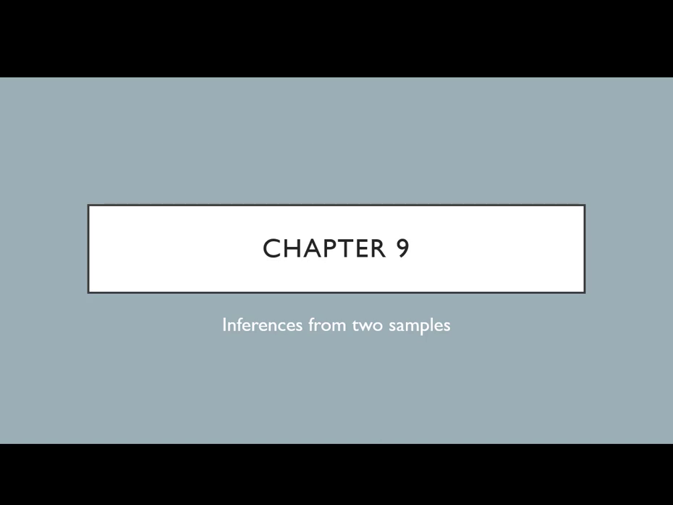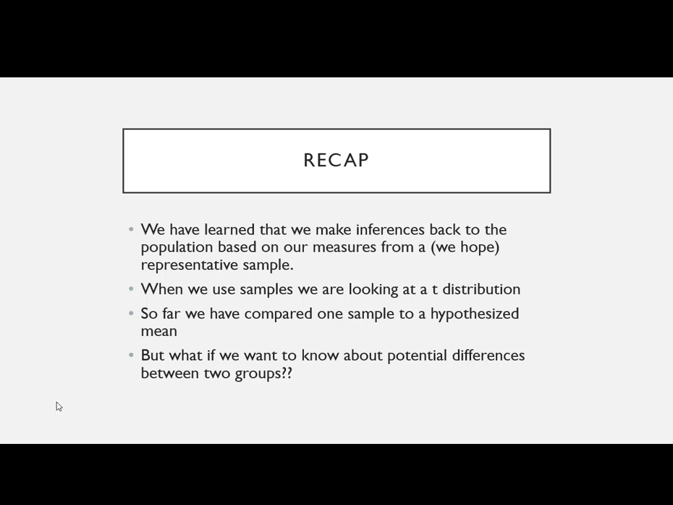All right, so now we're going to look at Chapter 9, Inferences from 2 samples. To recap, first we've learned that we make inferences back to the population based on our measures from a, we hope, representative sample. When we use samples, we're looking at a t-distribution rather than a z-distribution if our samples are less than 120 participants or subjects.